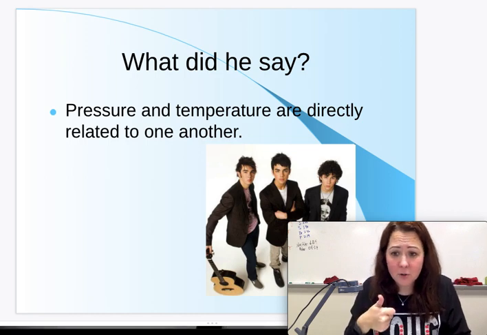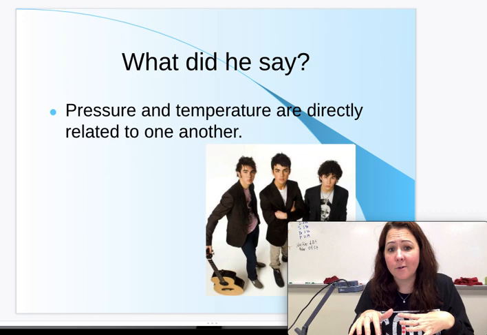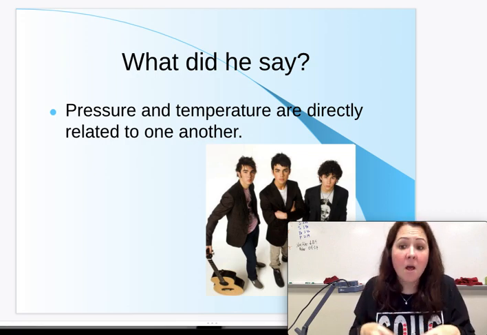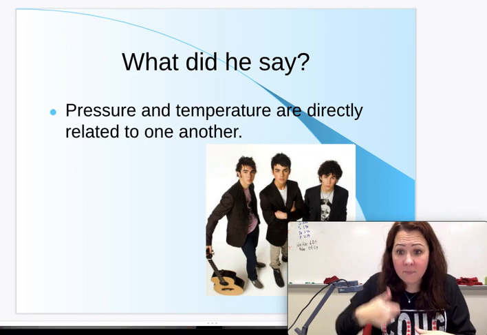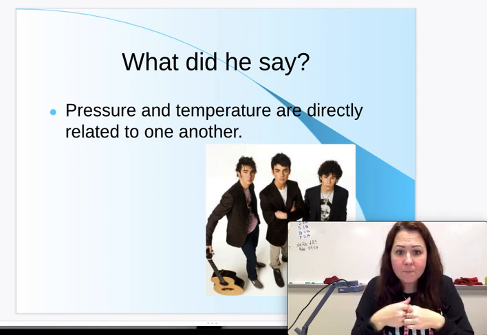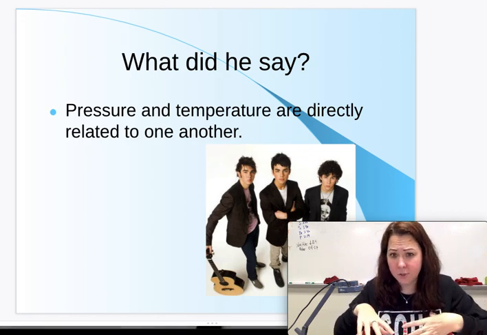As the temperature of the sample increases, the particles start moving around faster and faster. As they move around faster, you're going to have more collisions. The more collisions that you have, the higher the pressure. So as the temperature goes up, so does the pressure. If the temperature goes down, so does the pressure, because you're going to have fewer collisions.